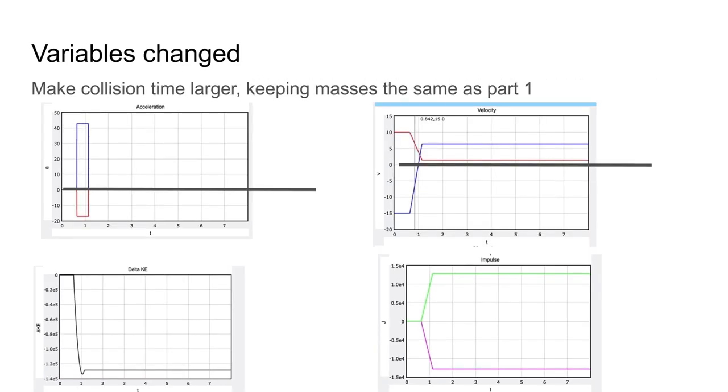Now here, when we make the collision time larger, keeping the masses the same, we see something different compared to the other three graphs. The time it takes to reach the final state of velocity or acceleration has a slope, which corresponds to the fact that a larger collision time makes the momentum more spread out.